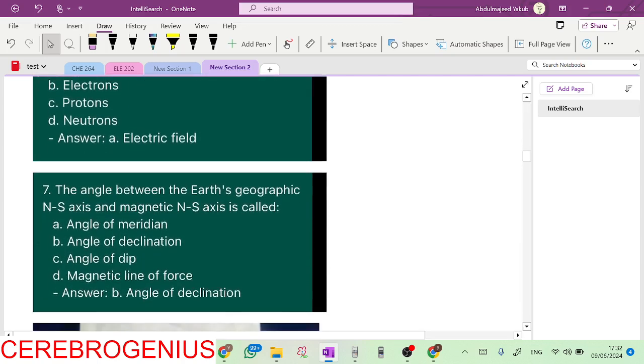The next one says the angle between the Earth's geographic north-south axis and the magnetic axis is called what?